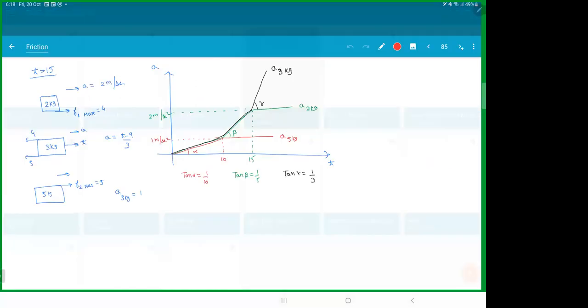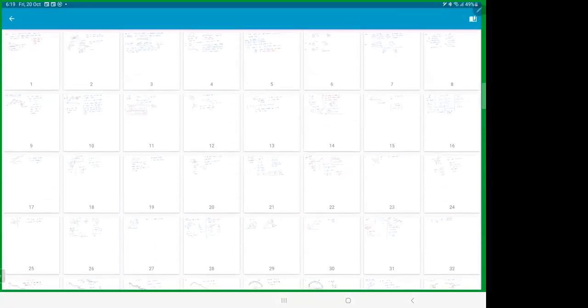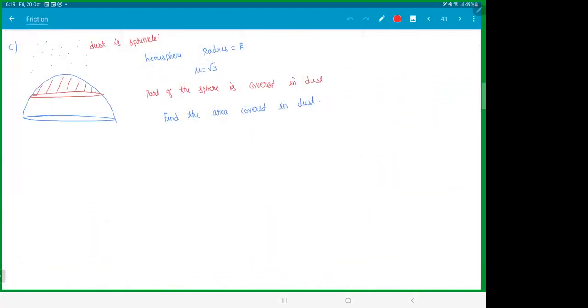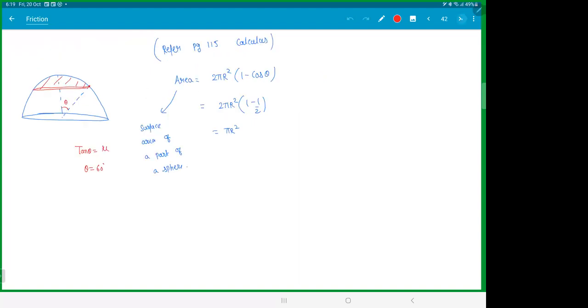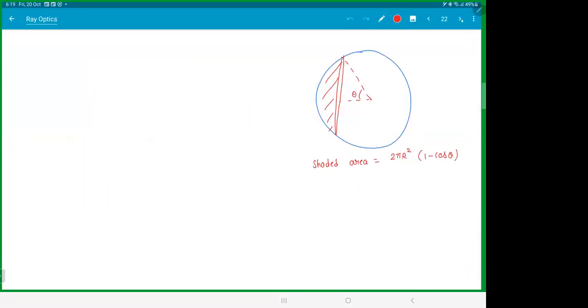The second time you saw this in friction. Dust is sprinkled on a sphere, find the area covered in dust. This is the third time you're seeing it, in optics. Again, you will see this thing in electromagnetism. Again, you'll see this in modern physics. You will see this again in this chapter only once more. So how do you use this thing?